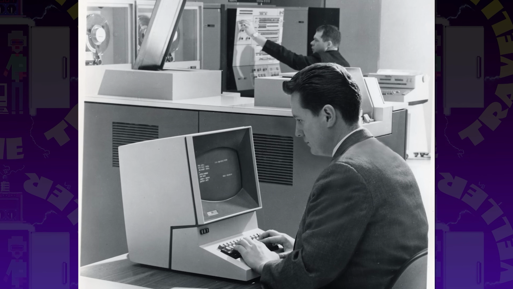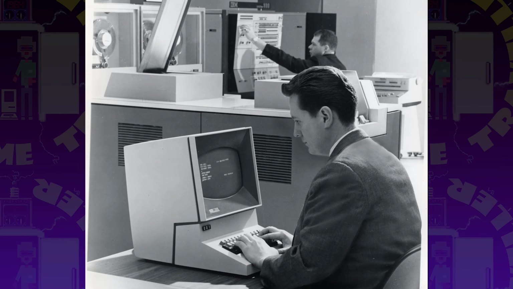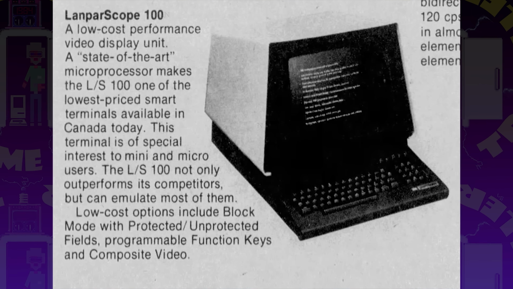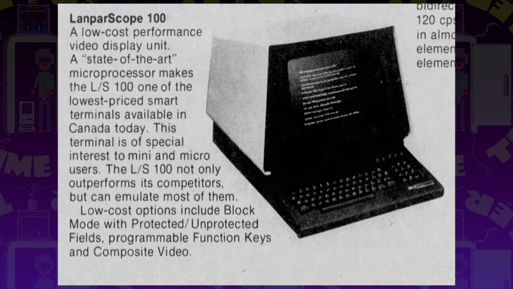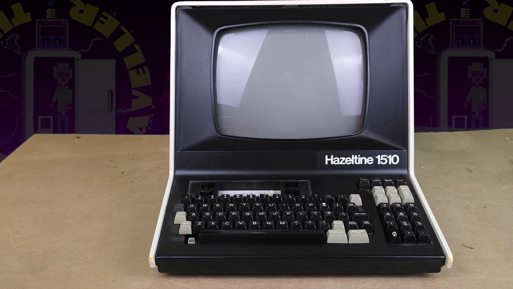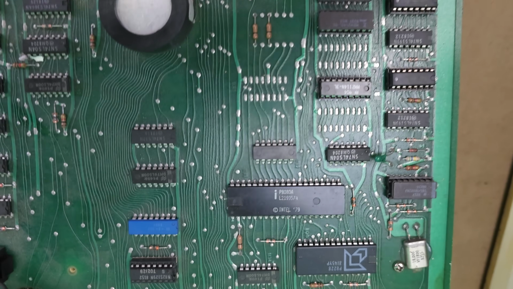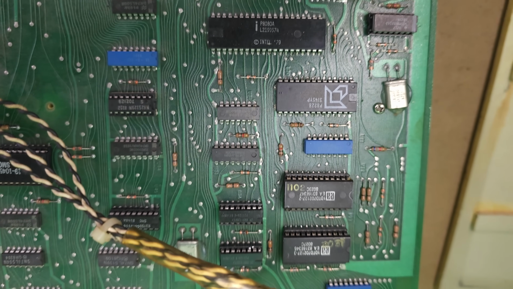Terminals started out quote-unquote dumb, initially being limited to just relaying characters back and forth between computer and operator. But as the 1970s dawned, they started getting kind of smart, able to do things like offline editing or even limited programming. Some terminals are pretty much microcomputers in their own right, like this Hazeltine 1510, which features an Intel 8080 CPU and can function as a standalone computer with some modifications to its firmware.